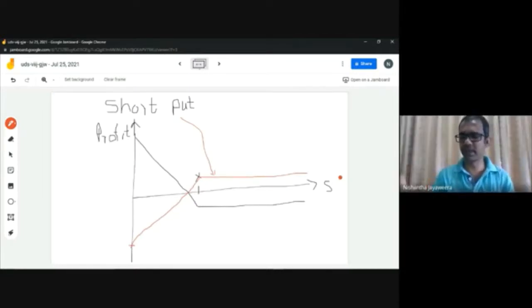The maximum gain for the option buyer is the maximum loss for the option seller. So the option buyer gets a maximum gain of strike price minus the premium. The same is the maximum loss for the put option seller. The break-even point for both the long party and the short party is the same: strike price minus premium.